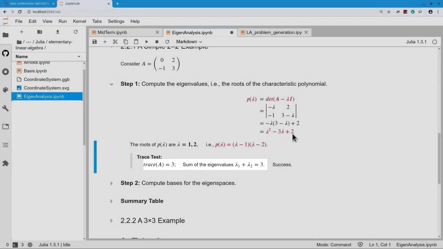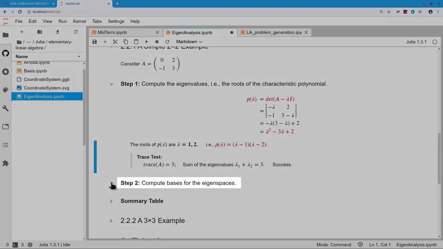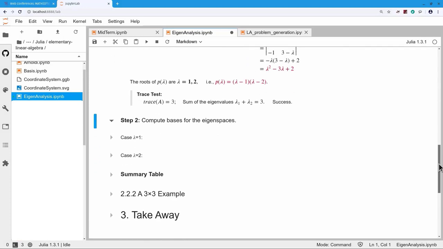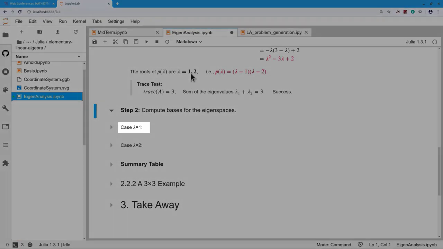We now proceed with the second step, which is to compute a basis for the associated eigenspaces. So we have two cases to consider: the case lambda is equal to 1, the first eigenvalue, and lambda is equal to 2, the second eigenvalue. Let's start with lambda equals 1.